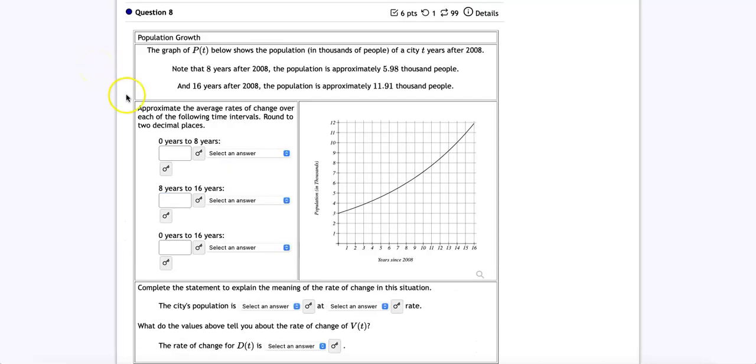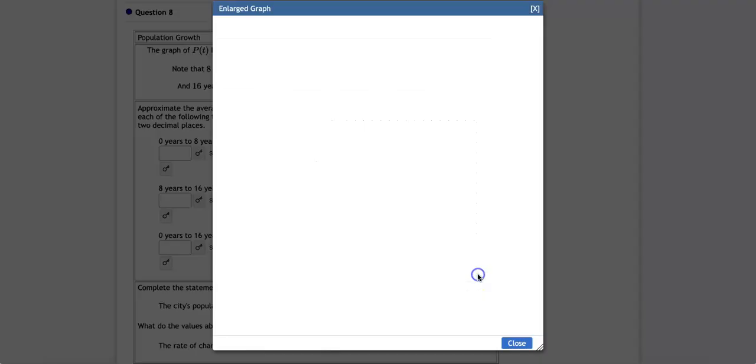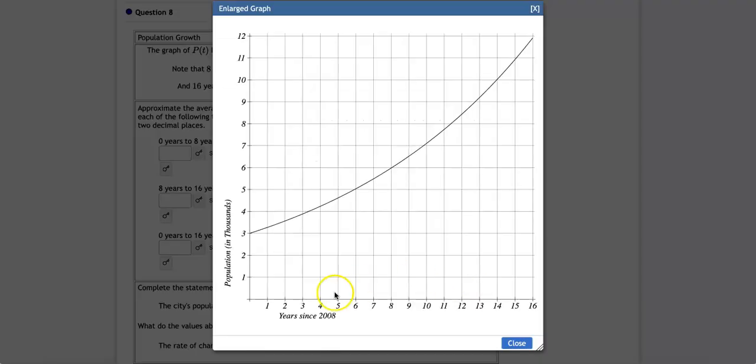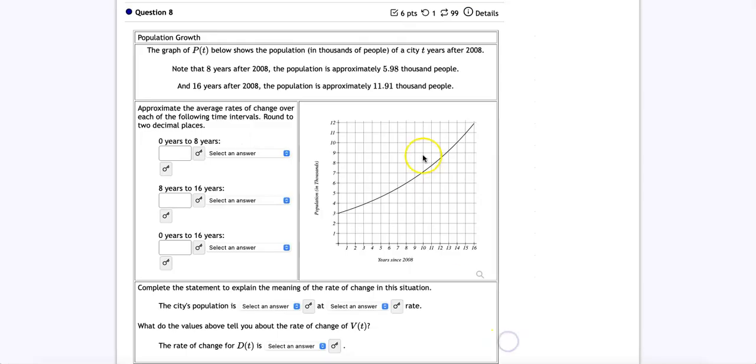Question 8. The graph P of t below shows the population in thousands of people of a city t years after 2008. So it's easier for us to look at the big graph, but you can see that the population is in thousands, so this would represent 3,000. And the years are time after 2008, so for instance, 5 would be 2013.